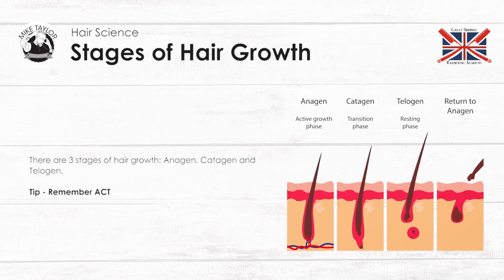Stages of hair growth. There are three main stages of hair growth: anagen, catagen, and telogen. To remember the stages of hair growth in the right order, it's really easy to remember the word ACT. A for anagen, C for catagen, T for telogen. Hair growth happens in a continual cycle. So you'll start with anagen, move to catagen, move on to telogen, and then re-begin a new anagen phase and continually go around this same cycle.